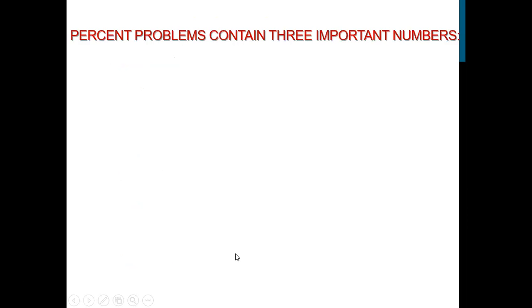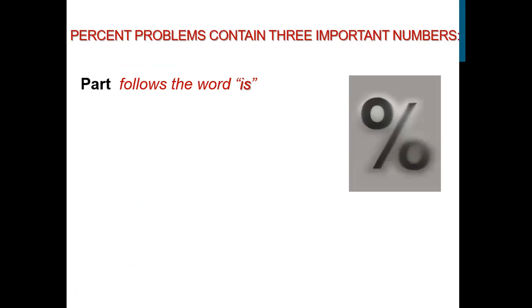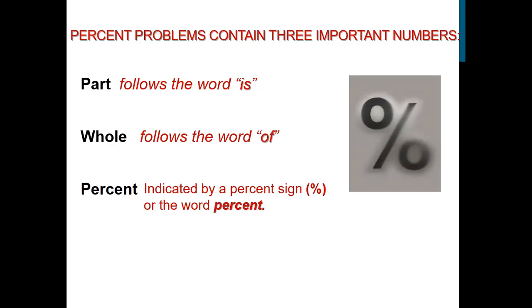Okay, so percent problems contain 3 important numbers. The part, which follows the word is, the whole, which follows the word of, and then percent. A percent's easy to pick out. It's usually indicated by a percent sign or the word percent.